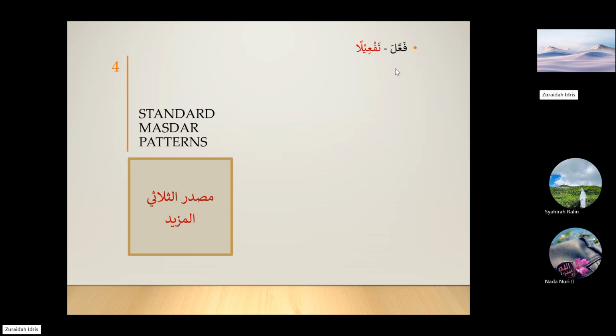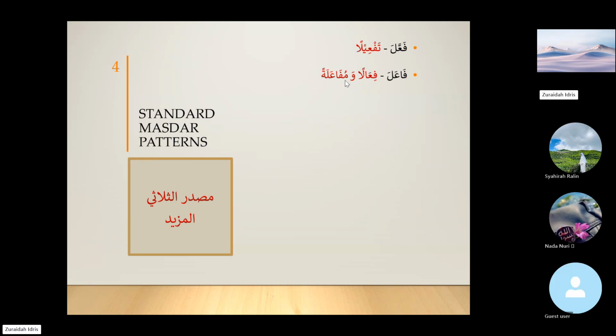So this one is what we know as fa'ala. This is your madi, the past tense, fa'ala. And we know that the masdar is in the form of taf'ilan. Then we have fa'ala, which has 2 masdar patterns, fi'alan and mufa'alatan. Then we have af'ala, which is if'alan. Yes, I'll stop here. And I would like to ask a question.